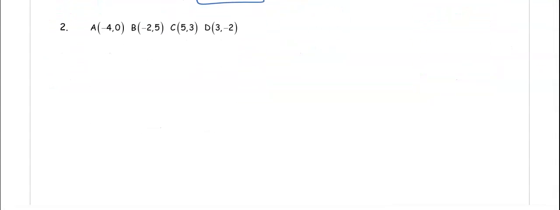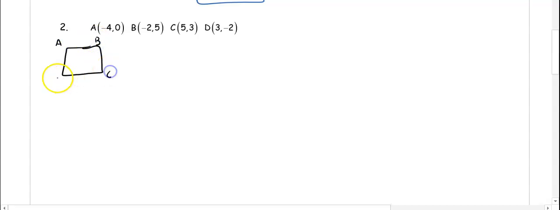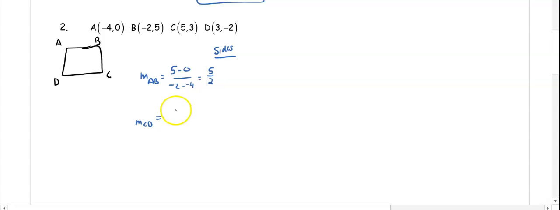So let's try another one. Number 2, again, we have ABCD. So first we're going to find the slopes of the sides. The top and bottom side are AB and CD. So we have 5 minus 0 over negative 2 minus negative 4, which gets us 5 over 2. CD, we have negative 2 minus 3 over 3 minus 5, which gets us negative 5 over negative 2, which comes out to a positive. So far, so good.